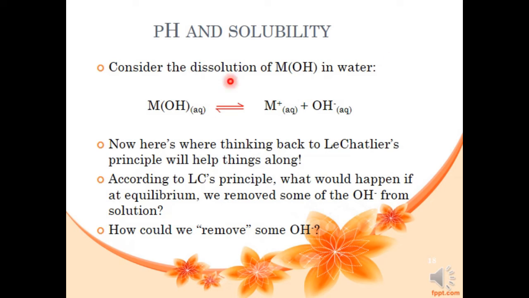So this will drive the solubility of this salt. Now how do we remove the hydroxide? By the addition of strong acid, just now. When we add acid, H plus, it will react with the anion.